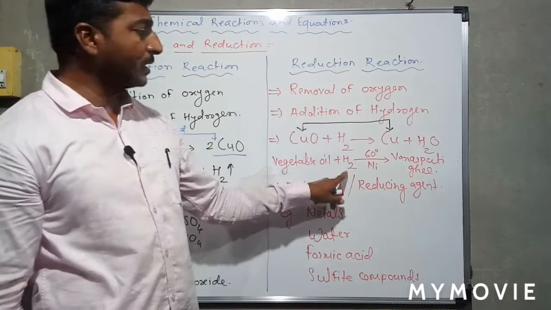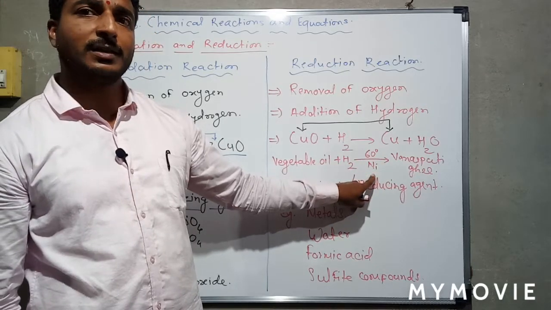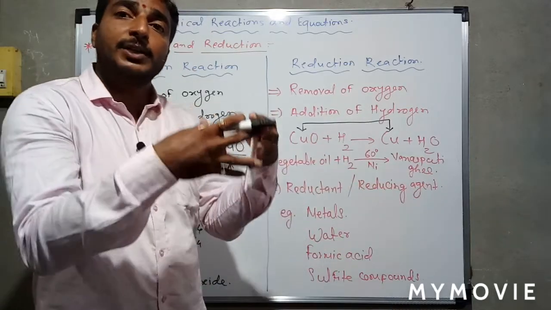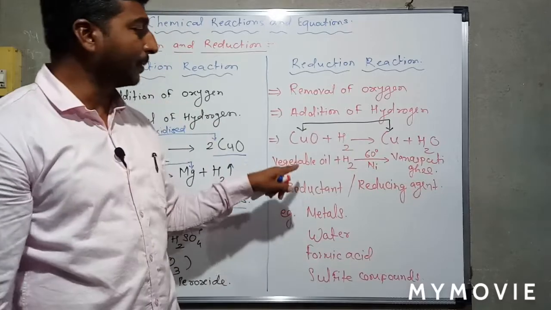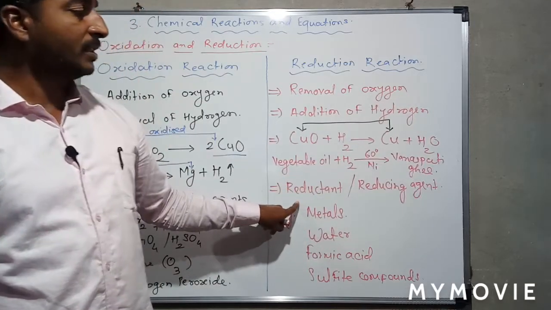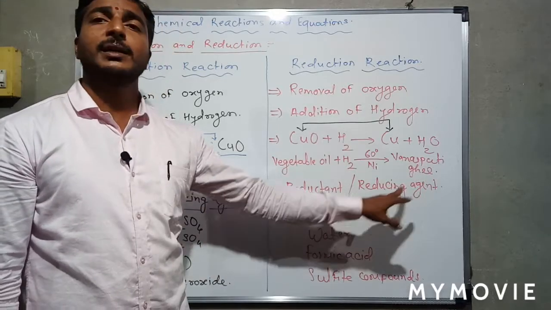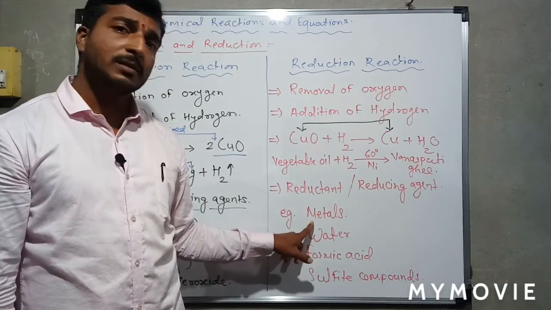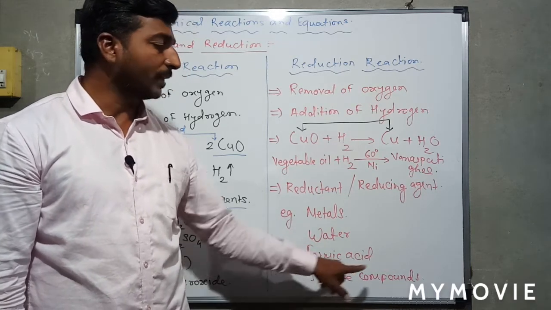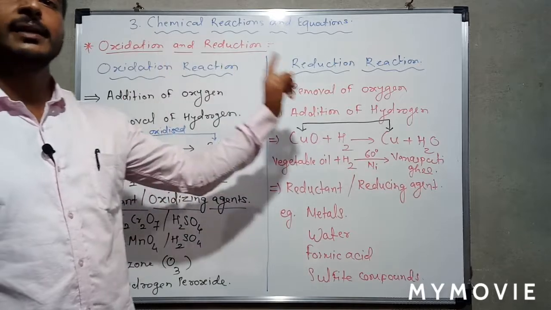When hydrogen gas is passed through vegetable oil at 60 degrees Celsius in the presence of nickel as a catalyst, we get vanaspati ghee. Here there is addition of hydrogen, so this is a type of reduction reaction. The substances which help in the reduction reaction are called reductants or reducing agents. Examples: all types of metals, water itself, formic acid, sulfide compounds and hydrogen gas itself are reducing agents. So that is all about the oxidation reaction and reduction reaction.